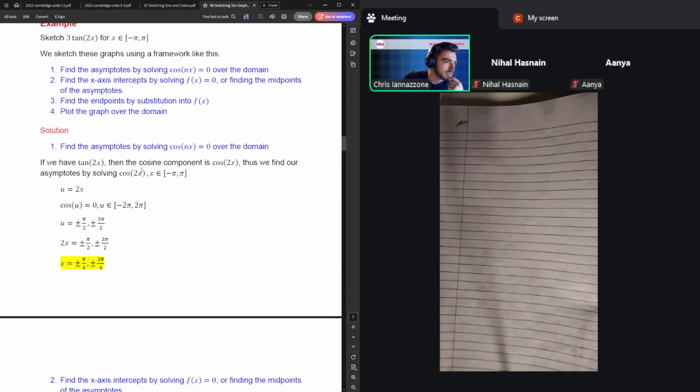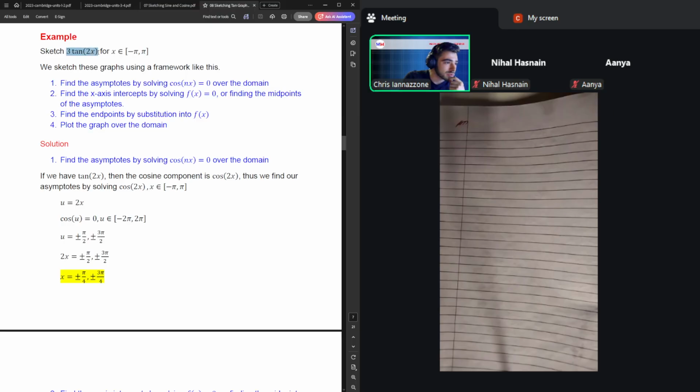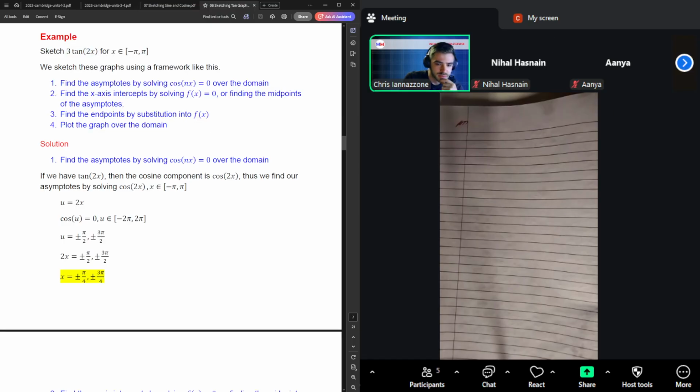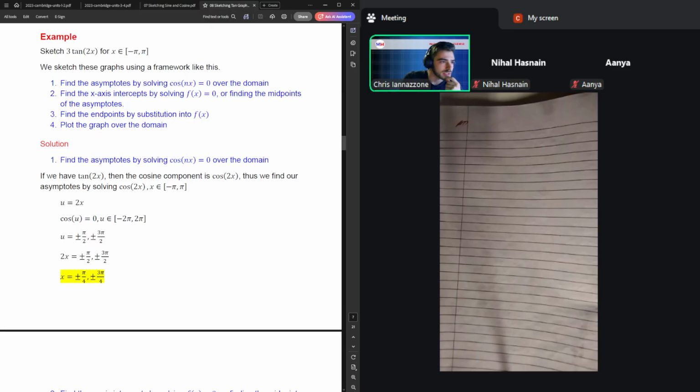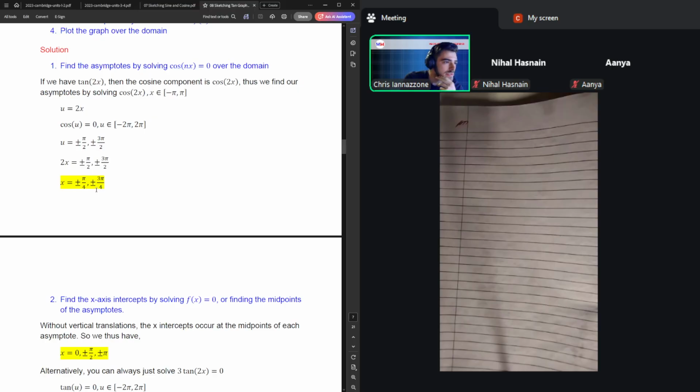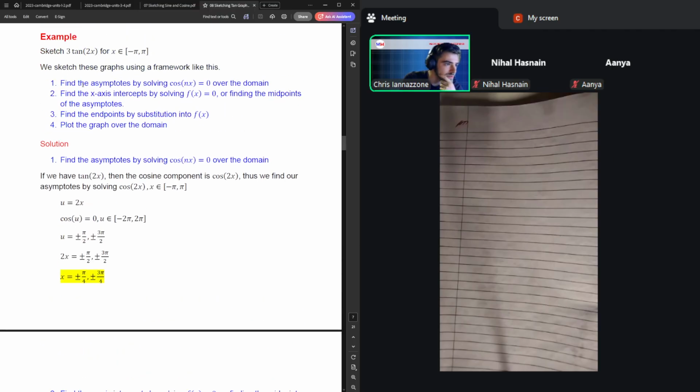So let's have a look. We're just going to sketch a basic example of it, 3 tan 2x. I'm going to sketch it over the domain from negative pi to pi. Here's the sequence of steps that we're going to follow to achieve that. Let's have a look at how that ends up coming about. So first thing you can do is find the asymptotes.